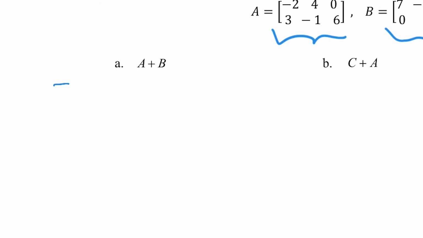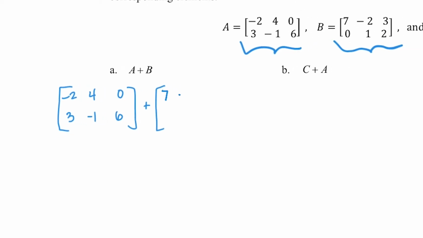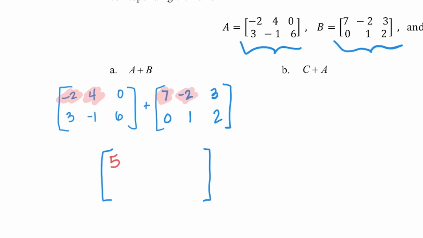So if I'm doing matrix A, I'll write that again here. That's -2, 4, 0, 3, -1, 6. And we're adding that to matrix B, which is 7, -2, 3, 0, 1, 2. So we'll just add the corresponding elements. So in the top left, we're going to have -2 plus 7, which will give us 5. Then we have 4 plus a -2, which is 2. Then 0 plus 3, which is 3.